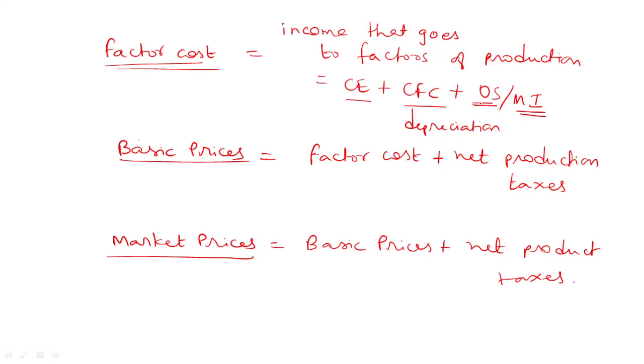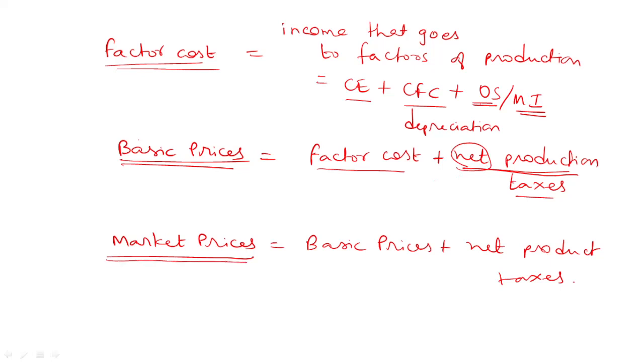We have called it operating surplus in case of incorporated enterprises, and we have called it mixed income in case of unincorporated enterprises. We have also seen why we call it by different names. Next, basic prices is nothing but the addition of factor cost plus net production taxes. Net production taxes, here net means production taxes minus production subsidies. Production taxes minus production subsidies is simply called net production taxes.